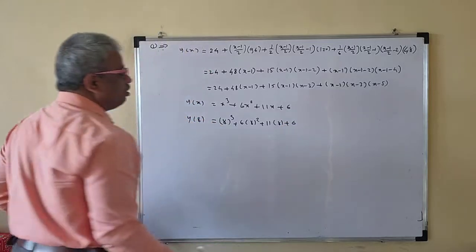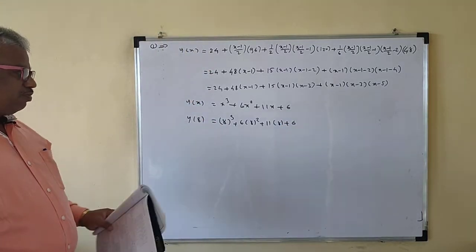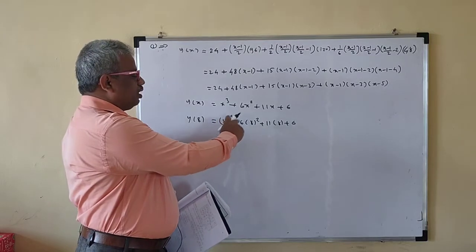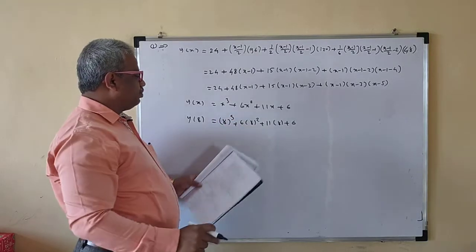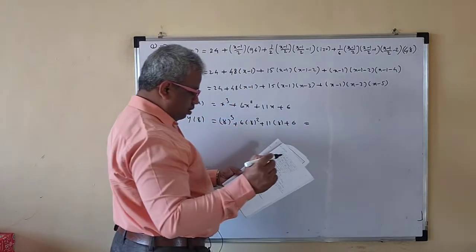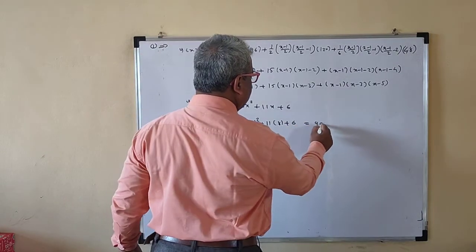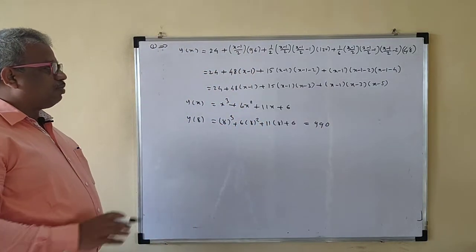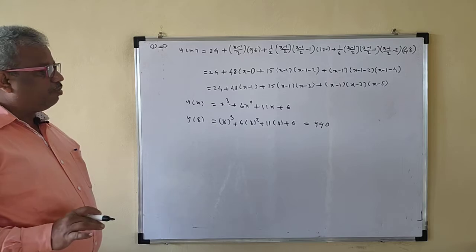You have the scientific calculator. Easily you can find the value of this one. Just type this: 8 cube plus 6 into 8 square. You have to write in this bracket, just write as it is. So you will get the value is 990. Check whether this is correct or not. So I hope that you understand this one, how to find a polynomial.